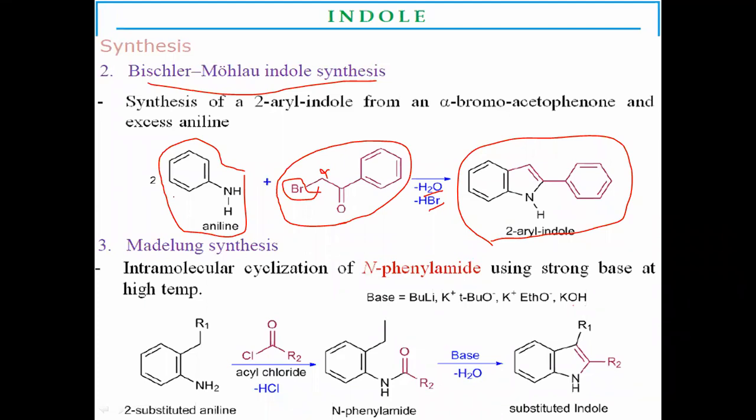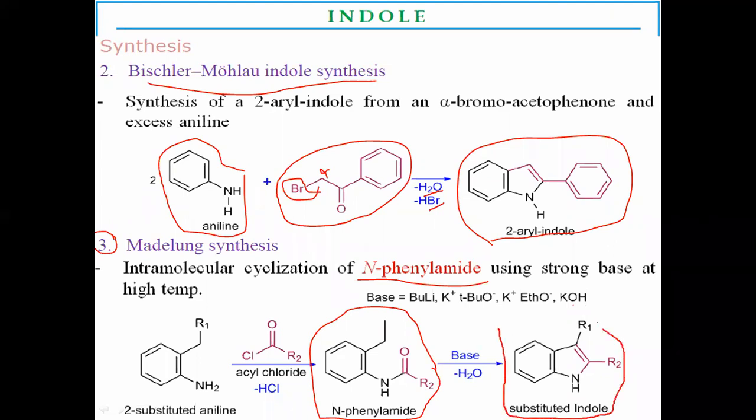Third method for the preparation of indole is Madelung synthesis. For the synthesis of Madelung, there is a formation of N-phenylamide and intramolecular cyclization of N-phenylamides. That is this one, this type of structure. N-phenylamide undergoes intramolecular cyclization in the presence of a strong base to form the cyclized product, that is substituted indoles.